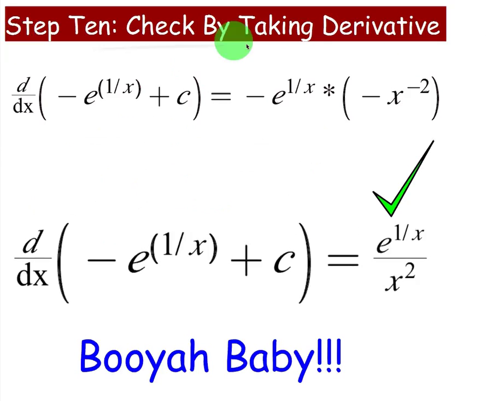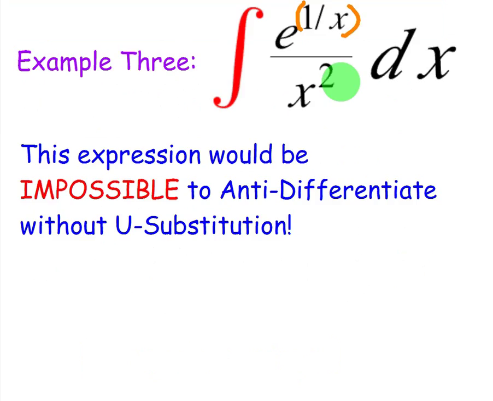And step 10, we can check by taking the derivative of this. We will have to use a little bit of the chain rule. But when we simplify that, we get e to the 1 over x divided by x squared. These two negatives will cancel. And guess what? That is exactly what we started with. So we know that our answer was correct.